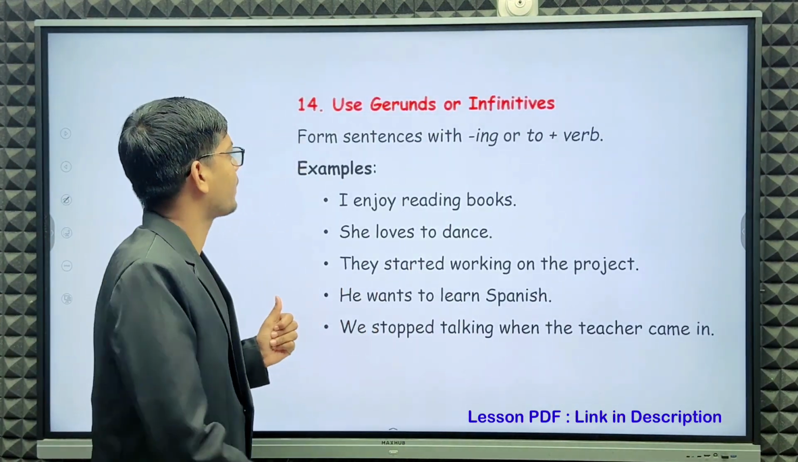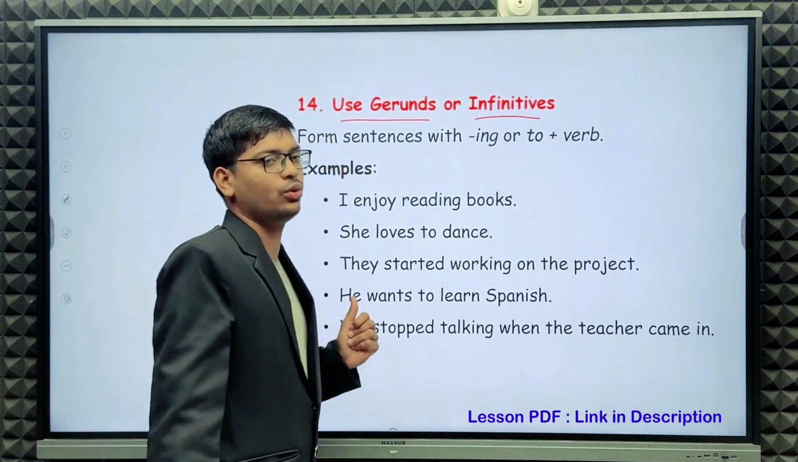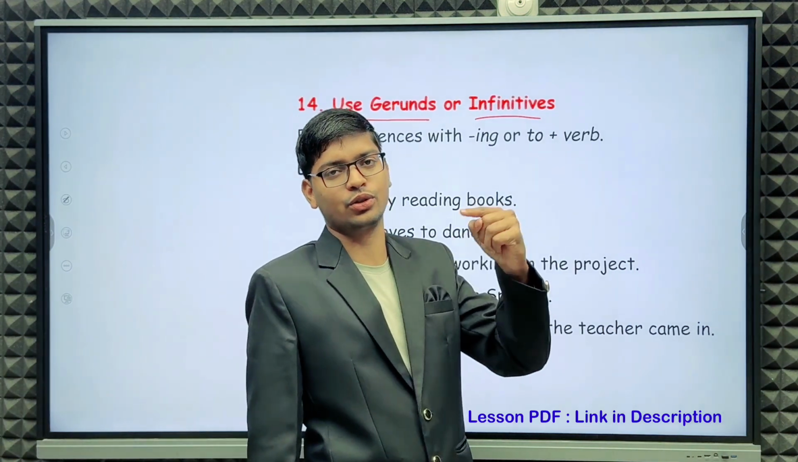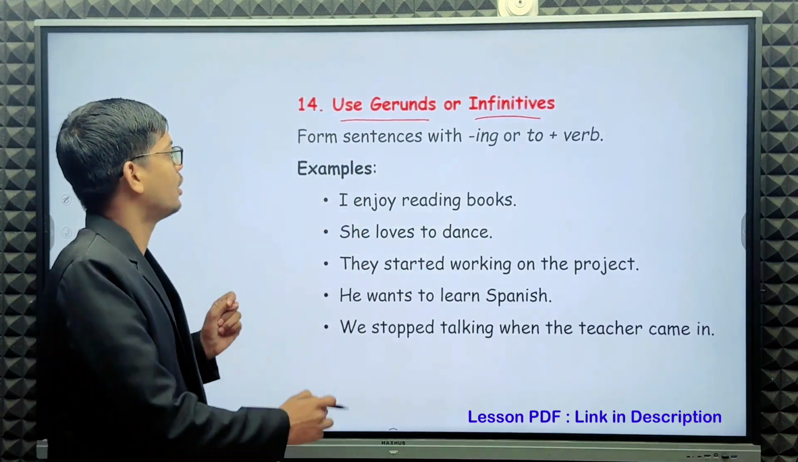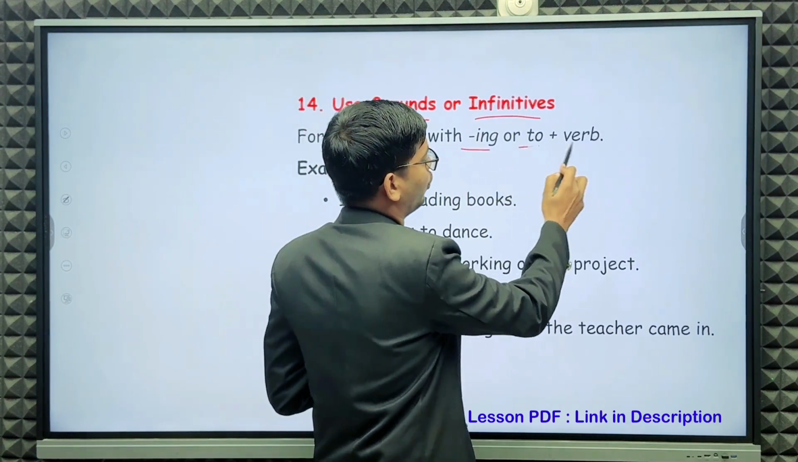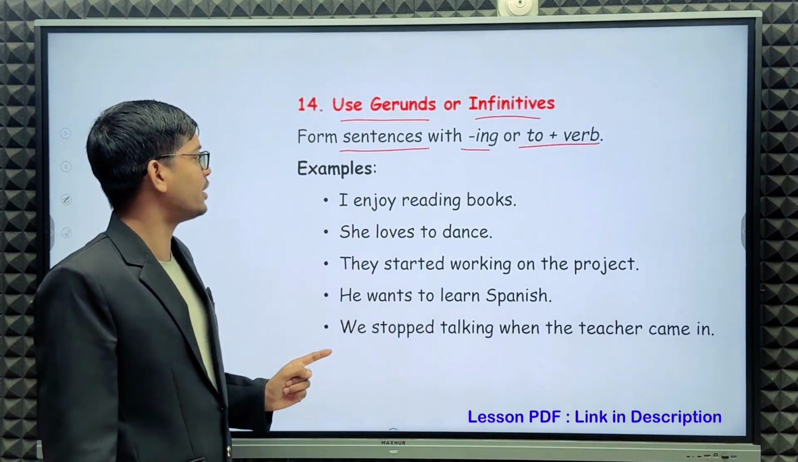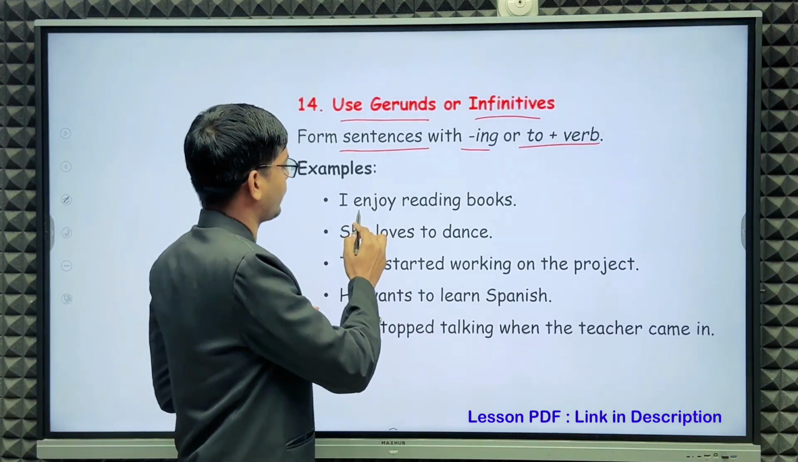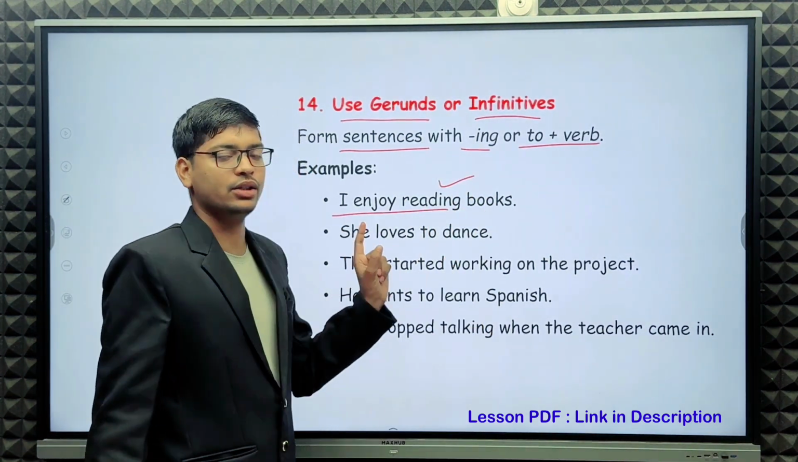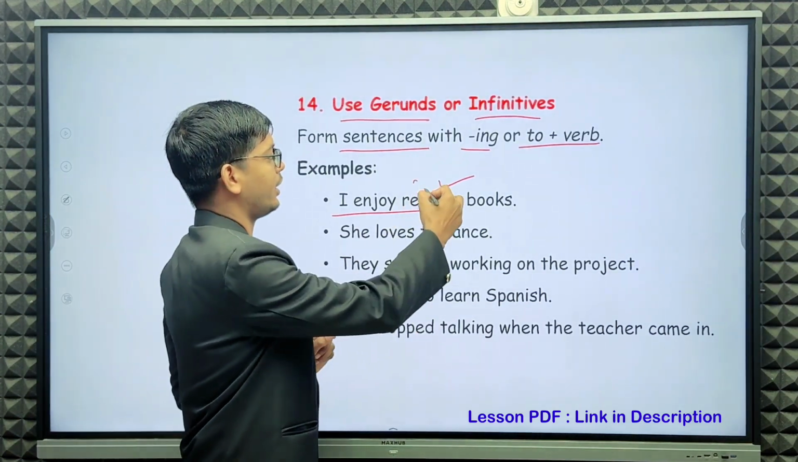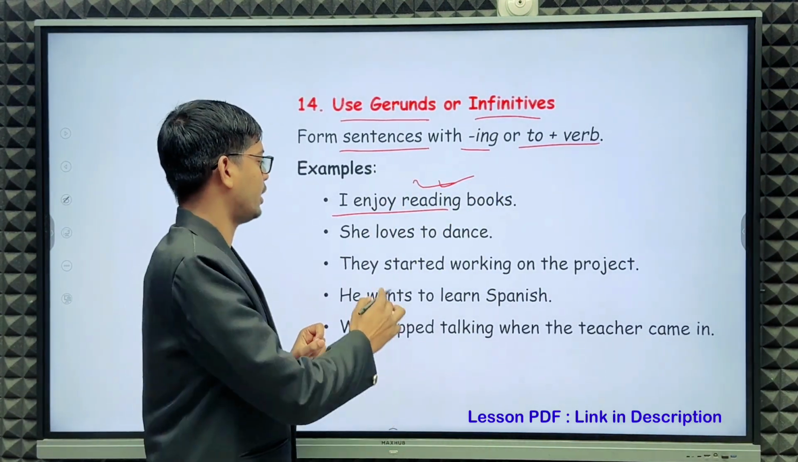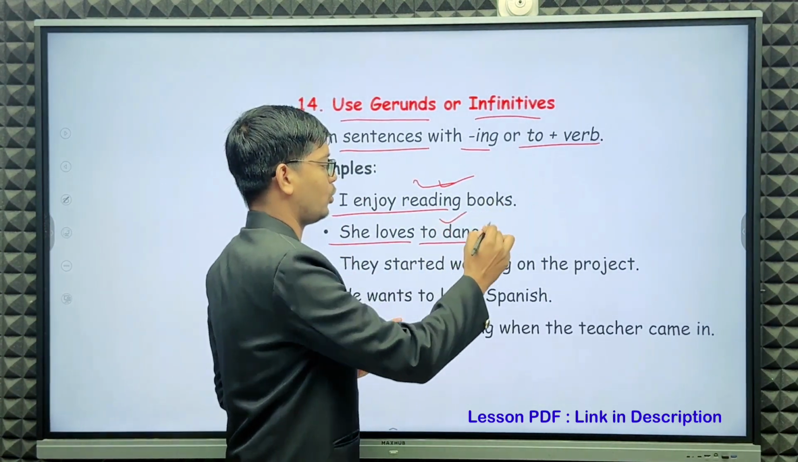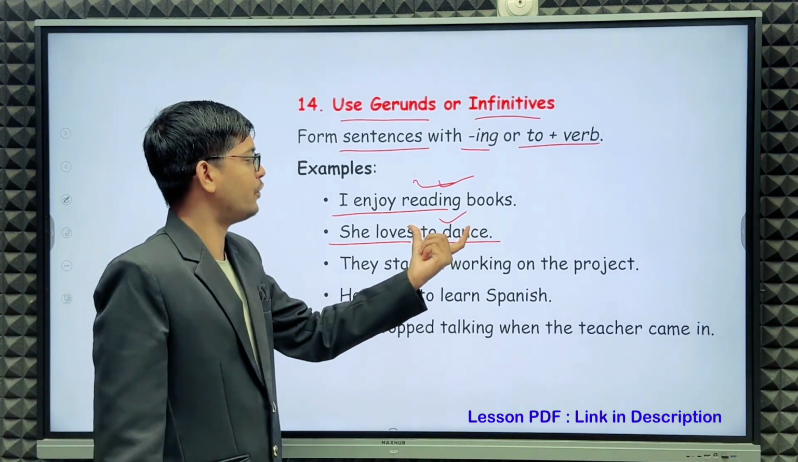Our next method is to use gerunds and infinitives. Using gerunds or infinitives, you create new sentences in your mind while you are speaking. Form sentences with -ing or to plus verb. For example, I enjoy reading books. Here, reading is a gerund. She loves to dance. Here, to plus verb is an infinitive.